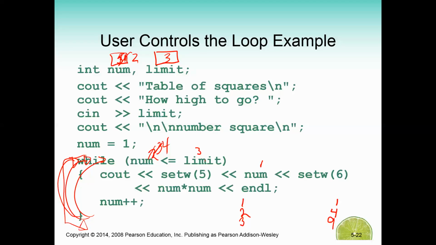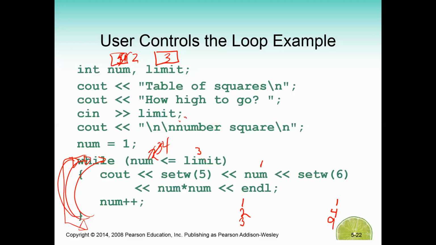How many times are we doing it? Well, it depends on how high to go. They're asking us, and I put a 3. We can go to 100, and that will be our limit. It will give us a table with 100 numbers. We can go to 50, and it will give us a table with 50 numbers. So this is another implementation of the loop.